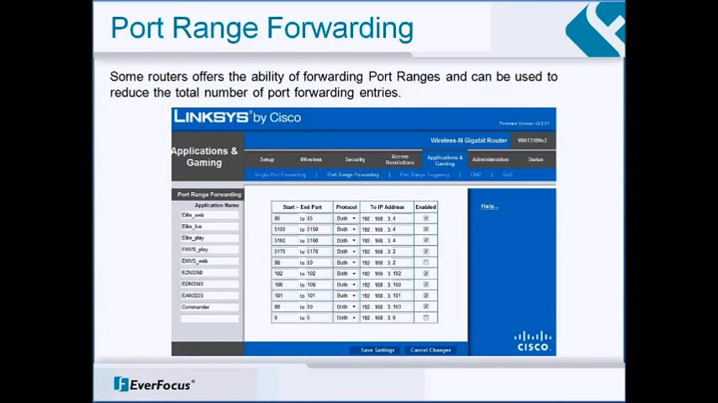Some router models offer the feature called port range forwarding. This feature accepts a start and an end port number to be specified and will forward all of the port numbers in between this range to the internal IP address of the camera. Since each IP camera can use up to 3 different port numbers, using port range forwarding can reduce the number of entries needed to be configured in the router.